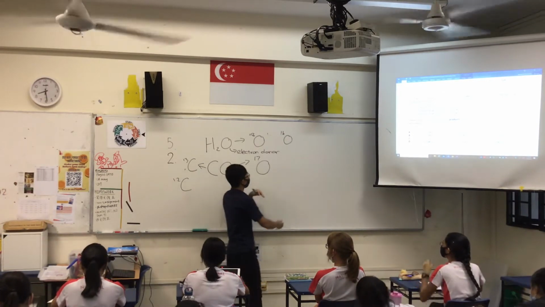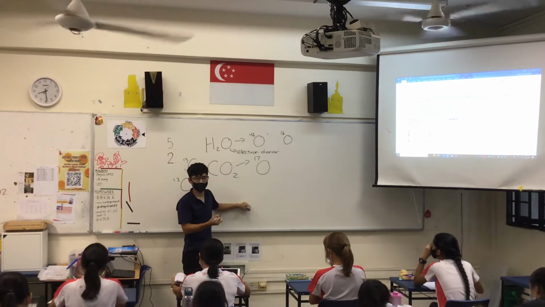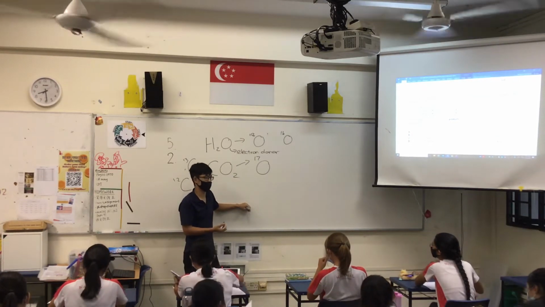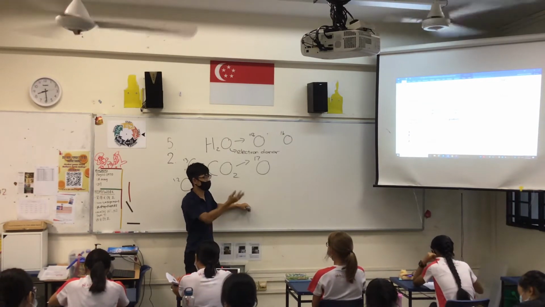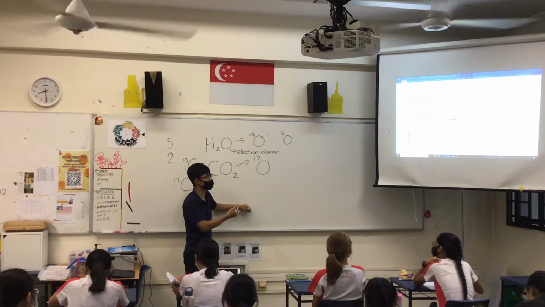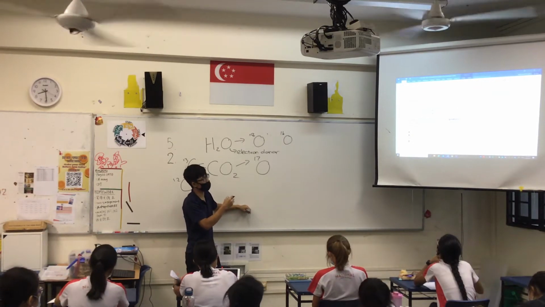So, where does that take place? Right? Where does photolysis take place? Okay, so it takes place where it's supposed to take place. 18O, number one. So it's supposed to take place along the thylakoid membrane.